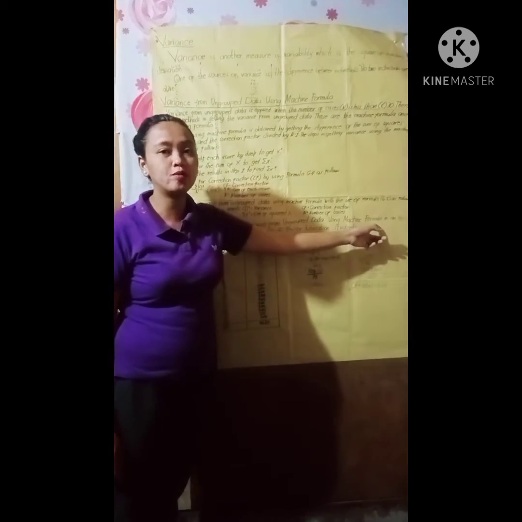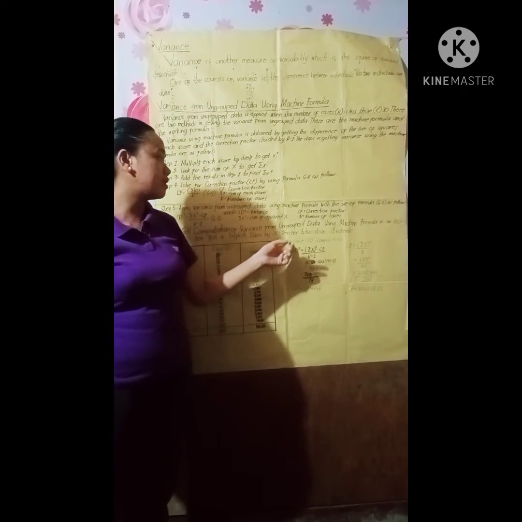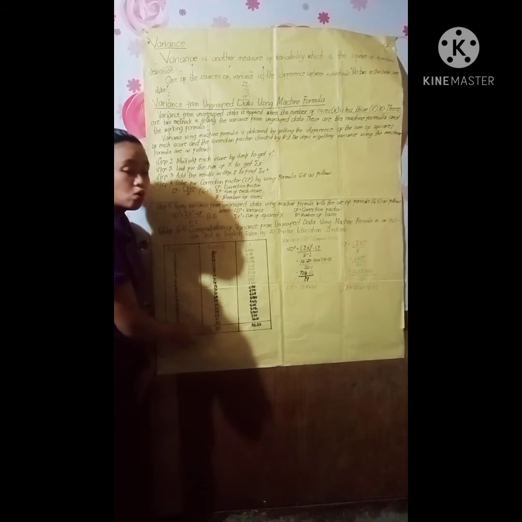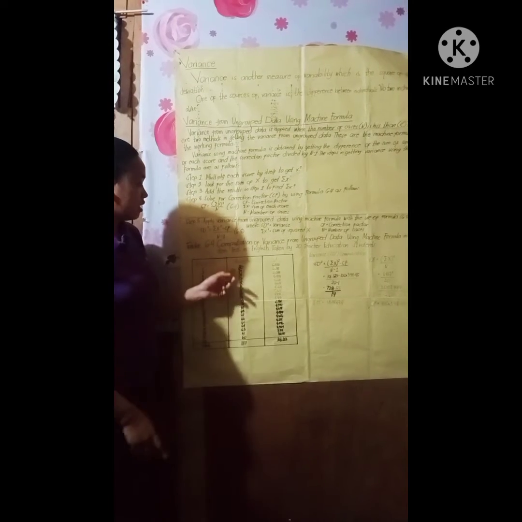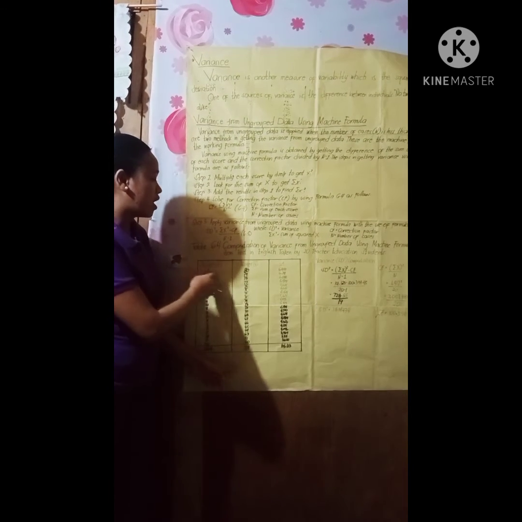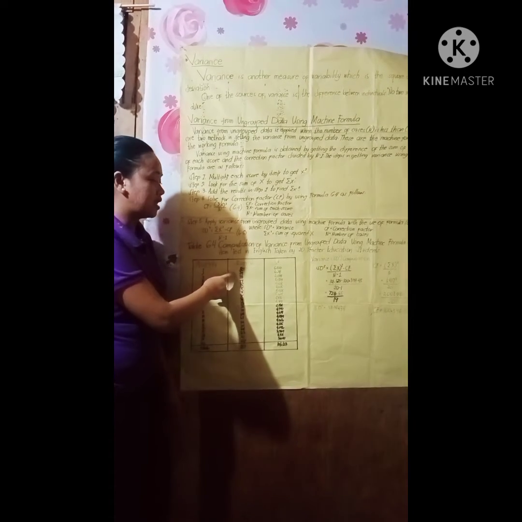So just like this, this is the computation of variance from ungrouped data using machine formula in an 80-item test in English taken by 20 teacher education students. These are the number of students, total of 20, and these show their scores. As I observe, this table is arranged from highest to lowest. Student 1 obtained a perfect score of 80, so you will multiply 80 times 80, which is equal to 6,400.